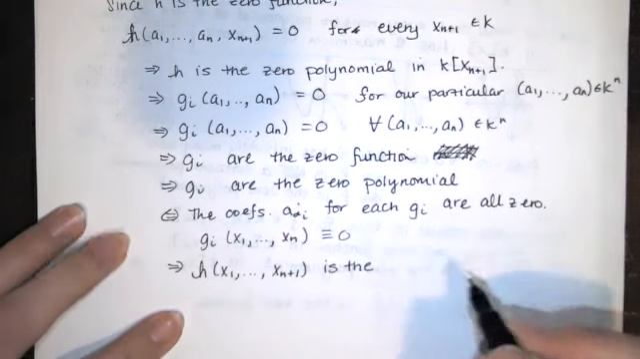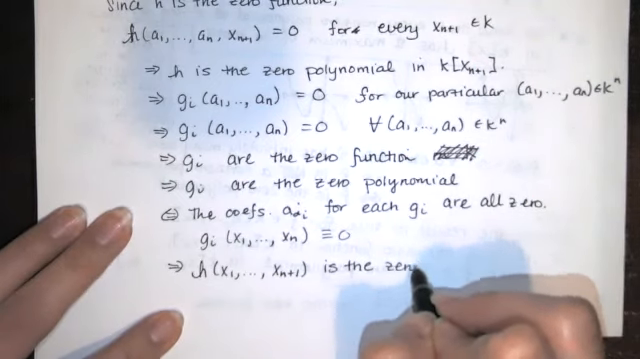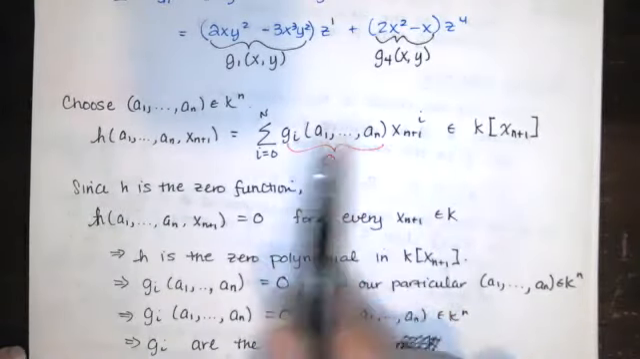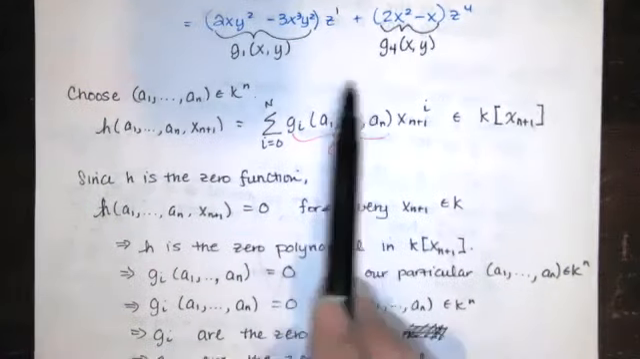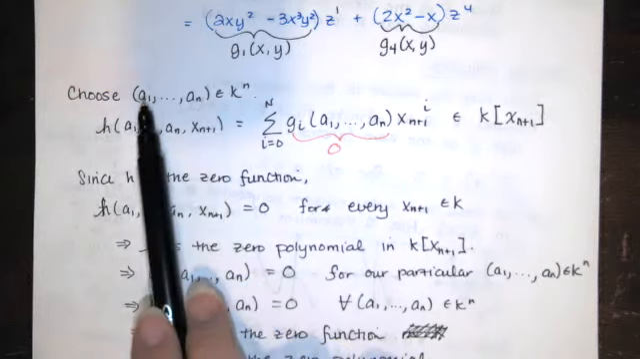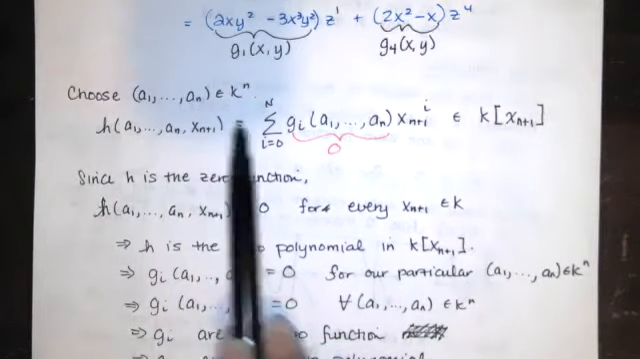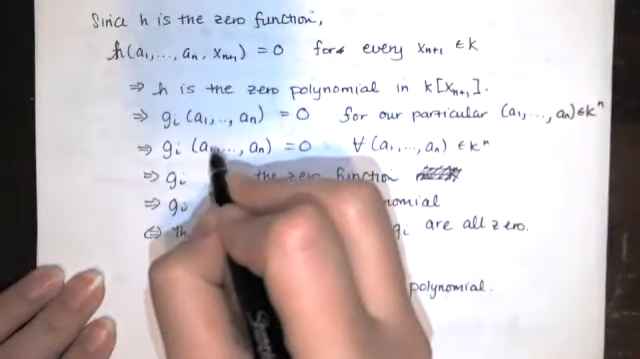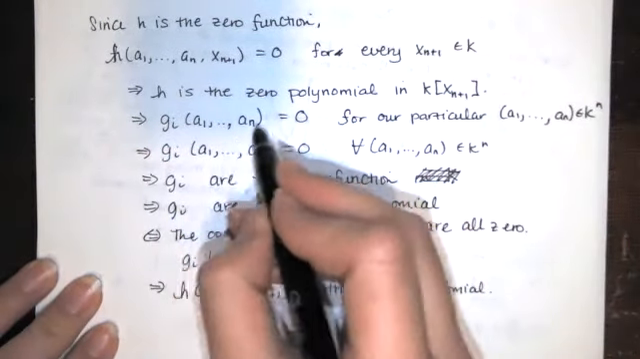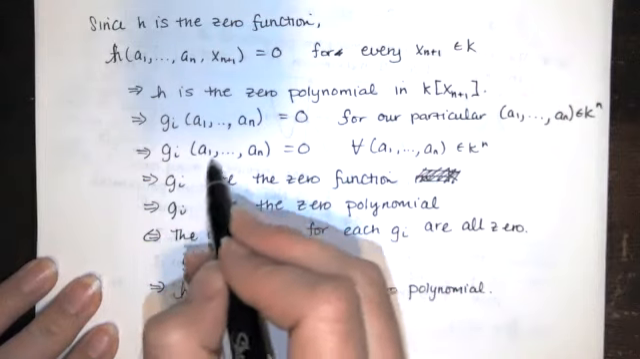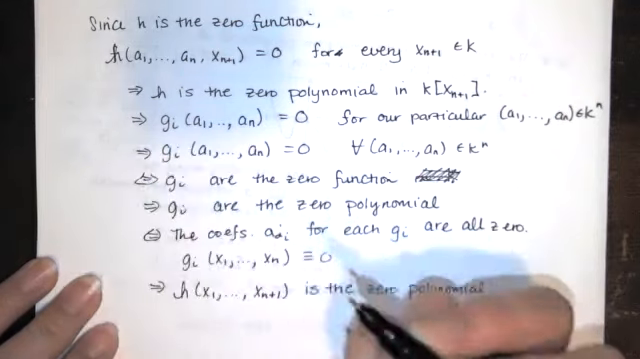Or not the zero function, I'm sorry, the zero polynomial. Because I've got 0 times x to some power plus 0 times x to a different power. And if you're saying, well, that's only true at a sub 1 through a sub n, remember that switch happened from being interested in this particular value to every value. And when we talked about every value, that's equivalent to saying that g is the zero function.